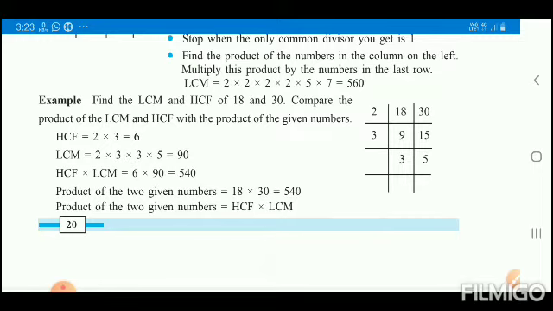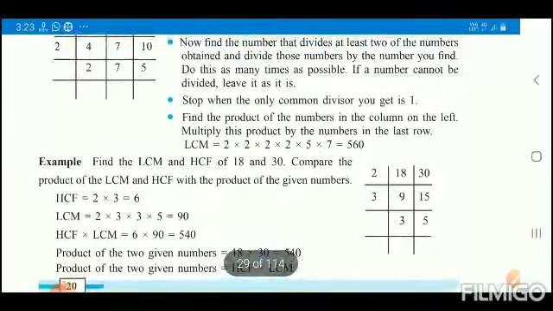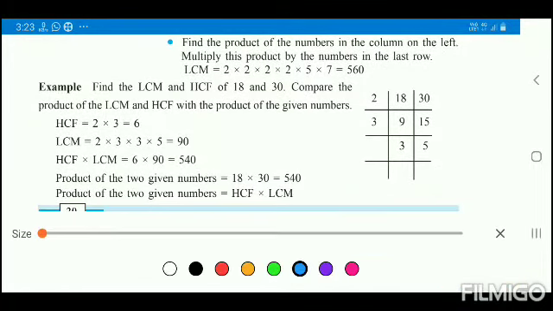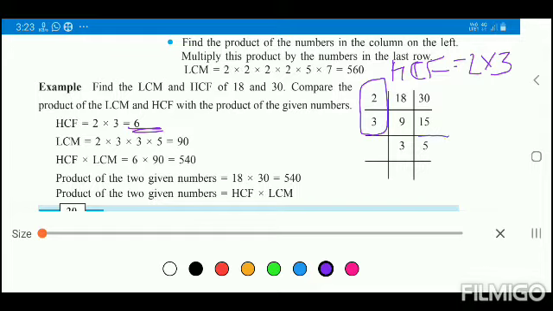Then the factors are, here you will see, the HCF means this common factor we are considering in HCF. So here HCF means the factors 2 multiplied by 3. So you will get the answer 6. Understand this?